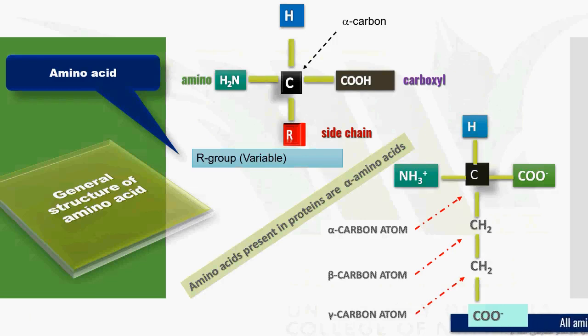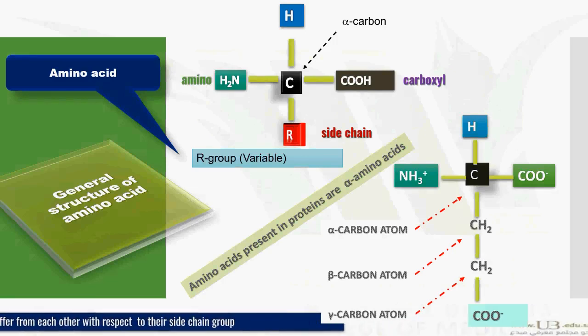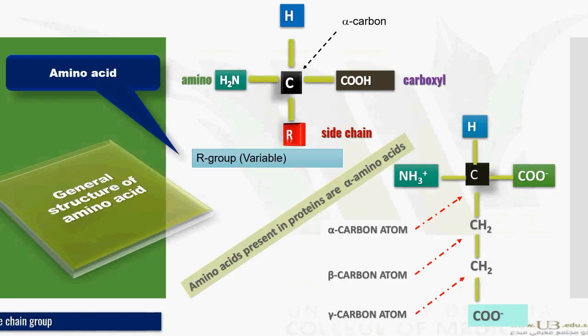The R group is a side chain which may contain a carboxyl group, and this distinguishes the different amino acids in the living cells, which are almost all alpha amino acids.